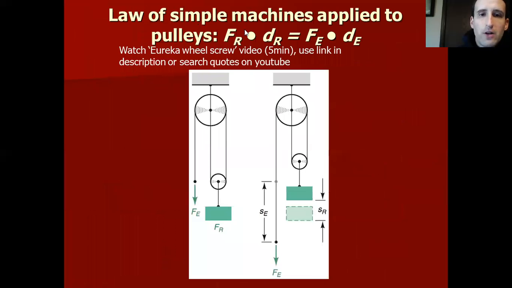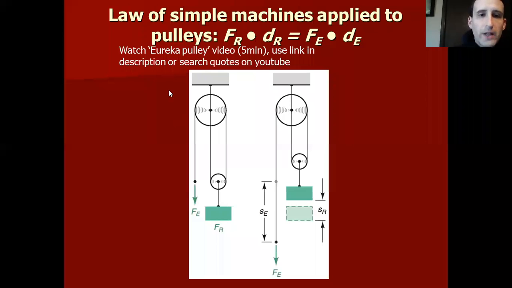So now we are on to the last Eureka video, the second to last simple machine. This is the pulley. So again, go to YouTube, watch the Eureka Pulleys video. Again, there's a link in the description. This is the last one. Again, very powerful video to help you understand how pulleys work before we talk about them.